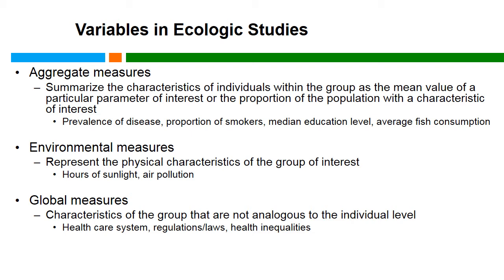These are those measures that represent the physical characteristics of the entire group of interest. So for example, hours of sunlight or air pollution. What's the air pollution level on average across the entire country? And then there's global measures. These are measures that look at the characteristics of the group that are not analogous to the individual level. So for example, the healthcare system of a country, the regulations, the public health actions of a group or of a country, or health inequalities.